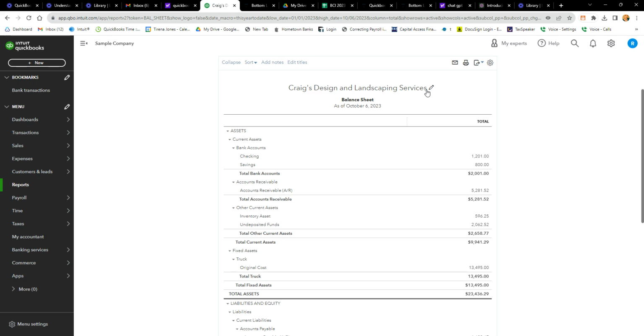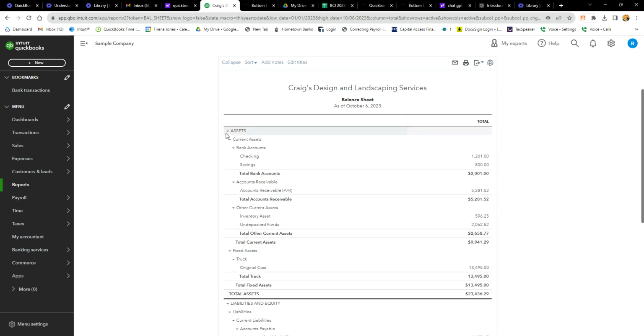Okay, so we have the title of the report, balance sheet, and then we have the date. One of the things I want you to note is that the date on a balance sheet always says "as of," right? It's not a range. We'll get to the profit and loss in a moment. It's always an as-of date, and that's because we're looking at a snapshot of what your financial picture is at a date in time. So let's go into the components.